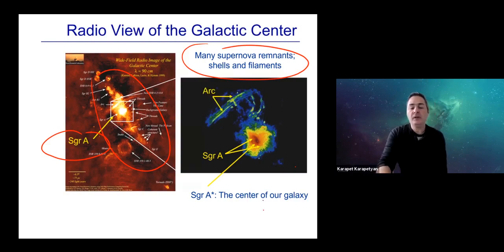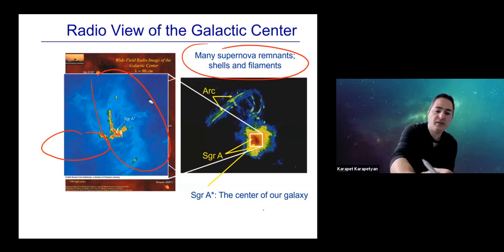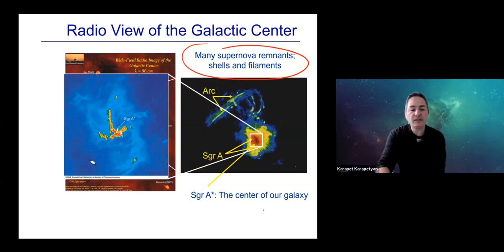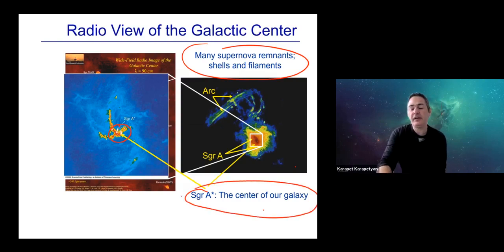Let's see. Okay, so we see some arcs over there, and here is another image suggesting that there's something at the center where we have Sagittarius A. From all of the observations and calculations, there's a suggestion that that is the center of our galaxy.